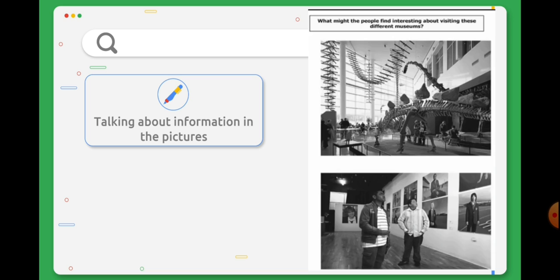Next, take a look at another example. These ones are two pictures. The students are asked to talk about information in the pictures. Does this task test speaking? Again, I'll give you some time to read it.